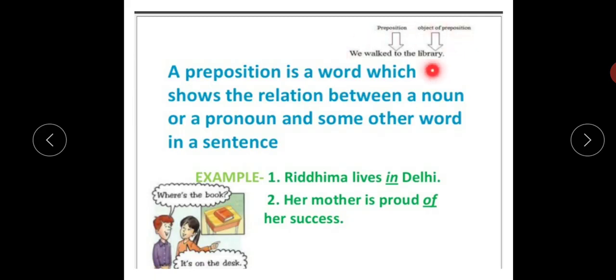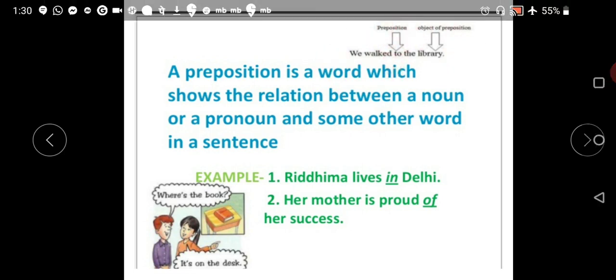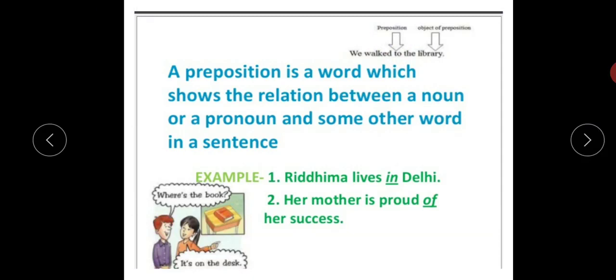We walk to the library is there. So just the preposition, this is it. To is the preposition here. You understand? இந்த to remove பண்ணிட்டு பாருங்க, we walk the library ன்னு இருக்கும், which is completely meaningless.